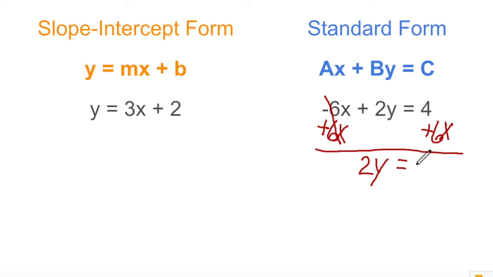And we'll usually want to write the x term first. So we'll write 6x. And that's a positive 4, so we'll write plus 4.